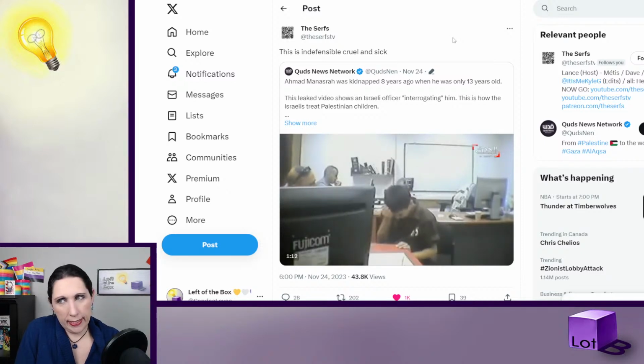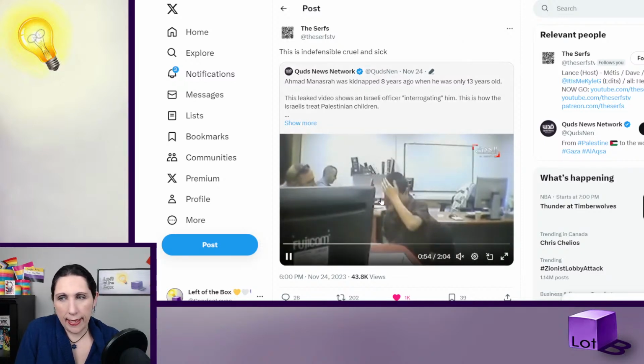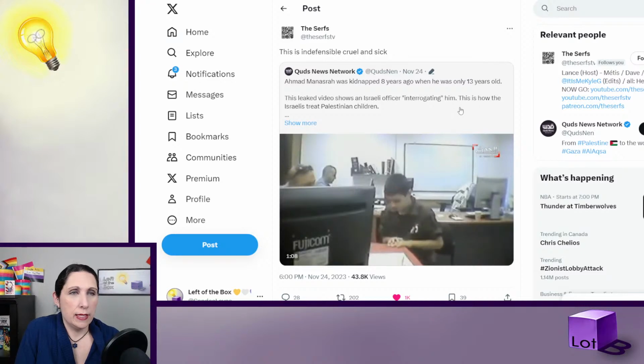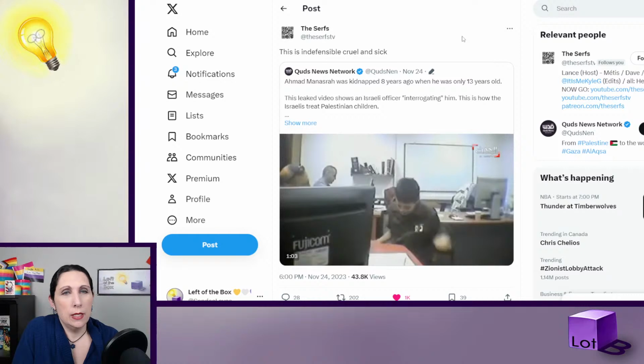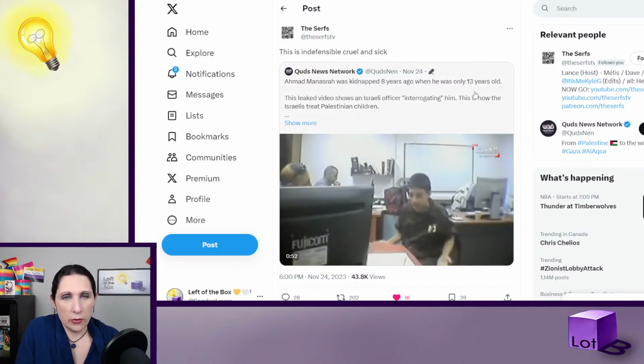I'm not going to play this because it's really sad. But again, these are some of the prisoners that Israel was holding. And you have a kid who was kidnapped 8 years ago when he was only 13 years old.